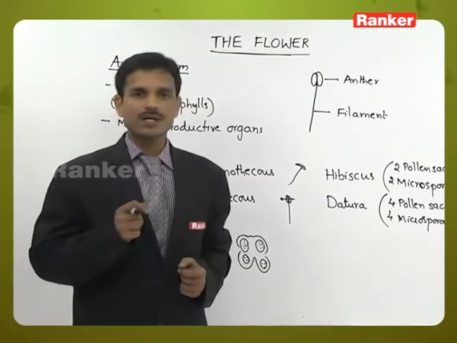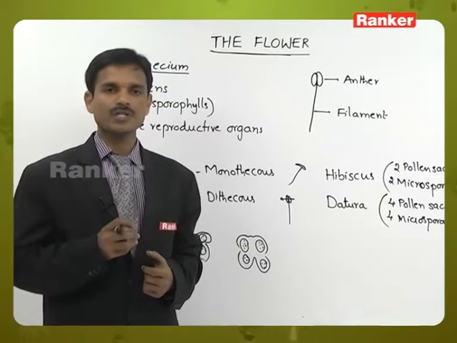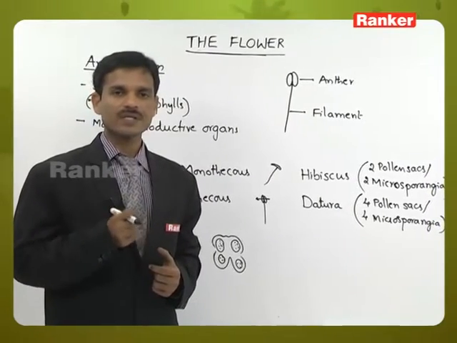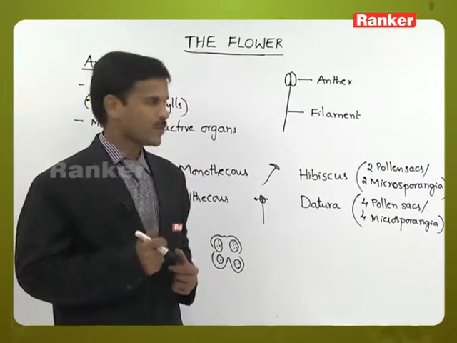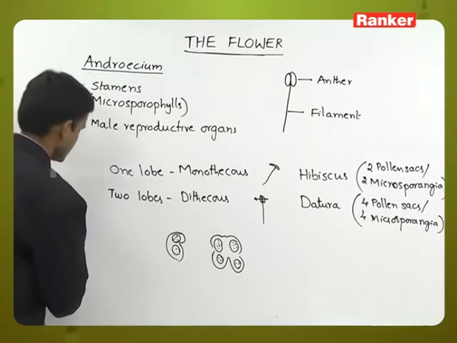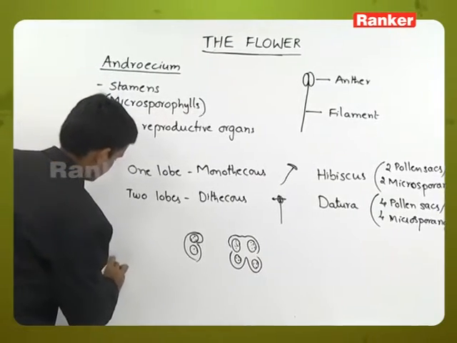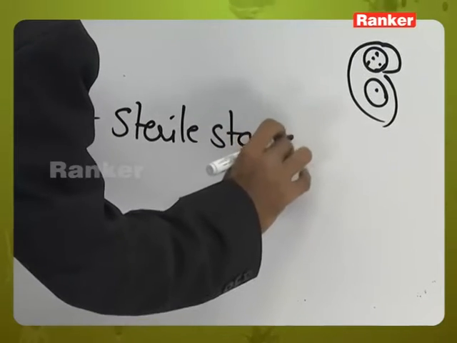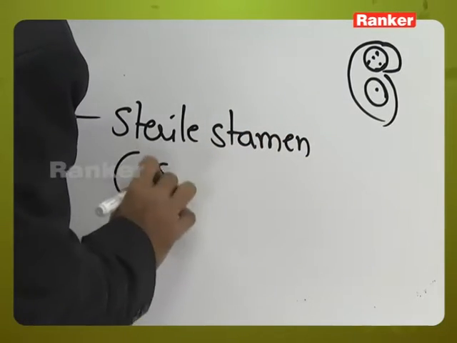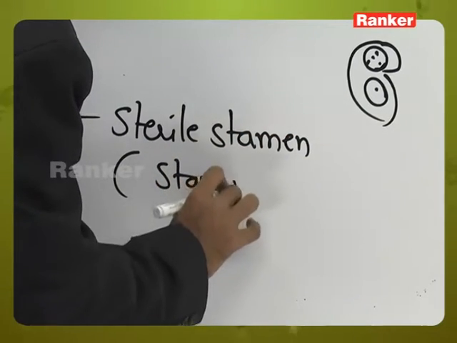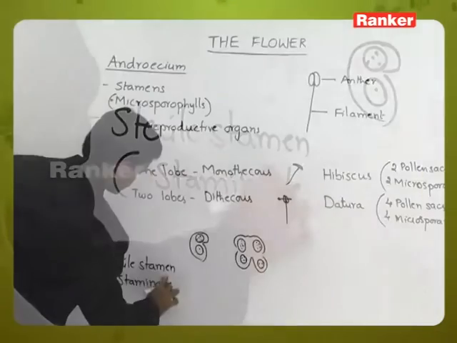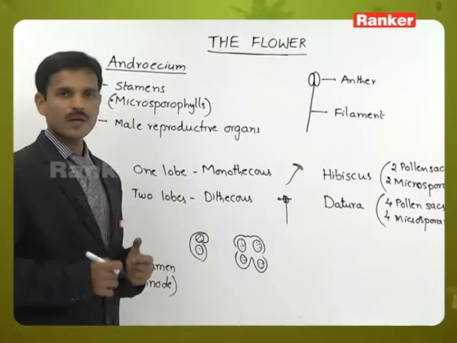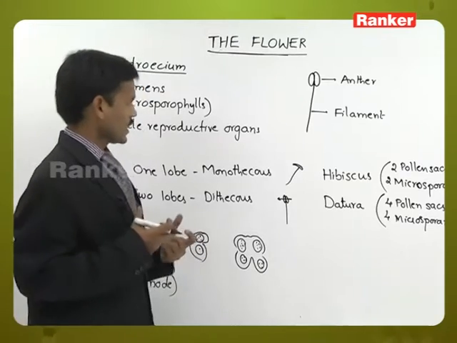Sometimes the stamens do not produce pollen grains. That's why it is a sterile stamen. The sterile stamens are called staminodes. A staminode or sterile stamen cannot produce pollen grains.